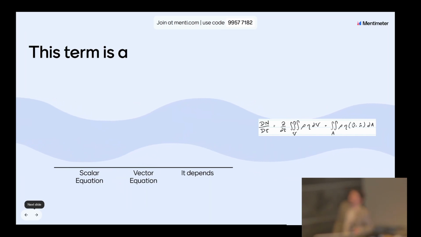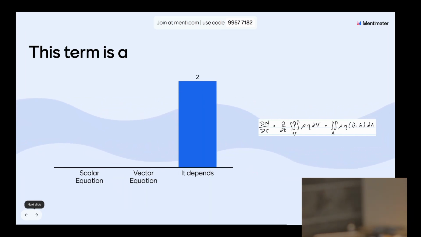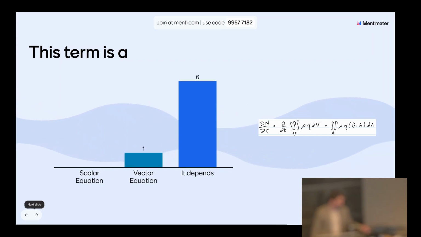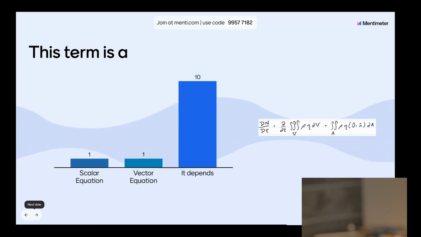The equation there is the Reynolds transport theorem for a generic intensive property. So I'm asking you, is this equation a vector equation, a scalar equation, or does it depend?